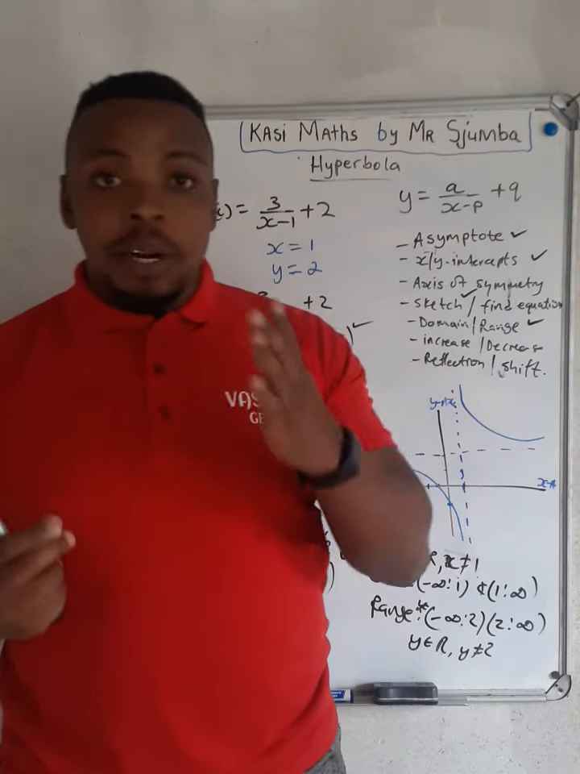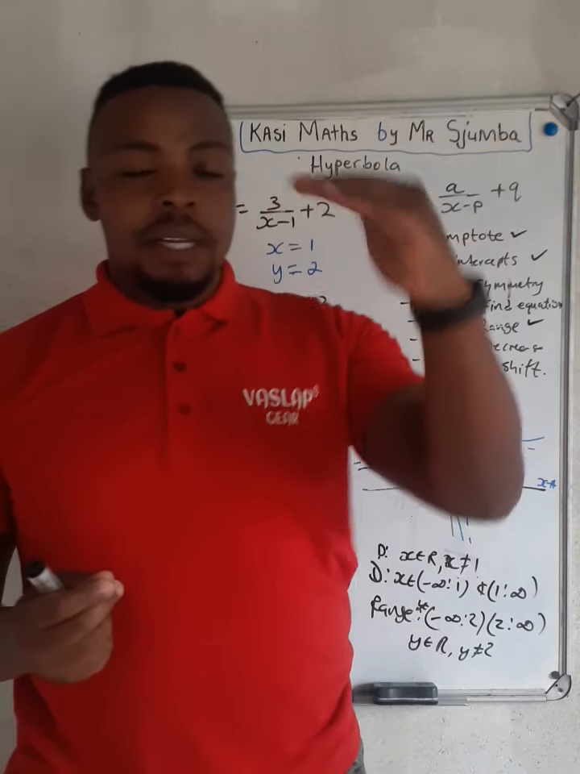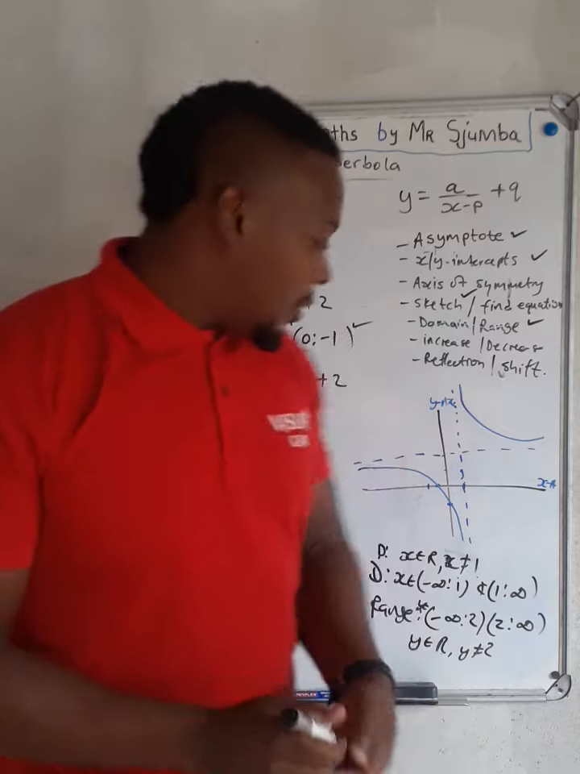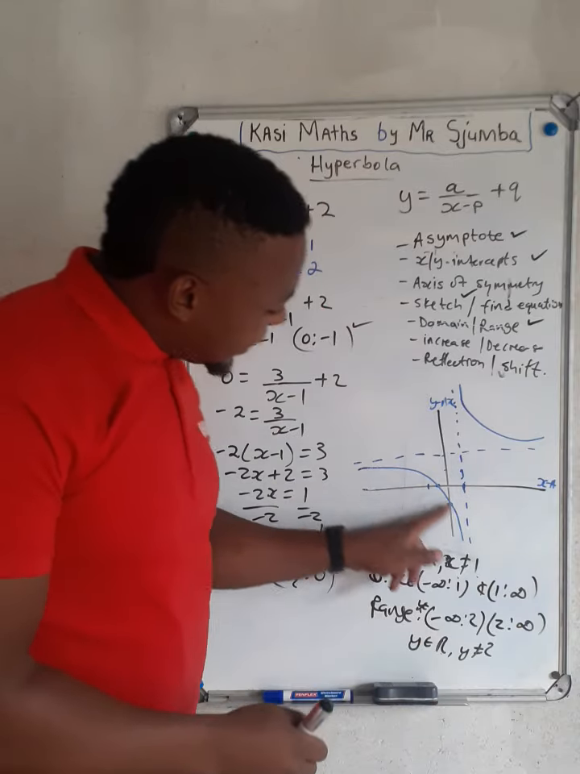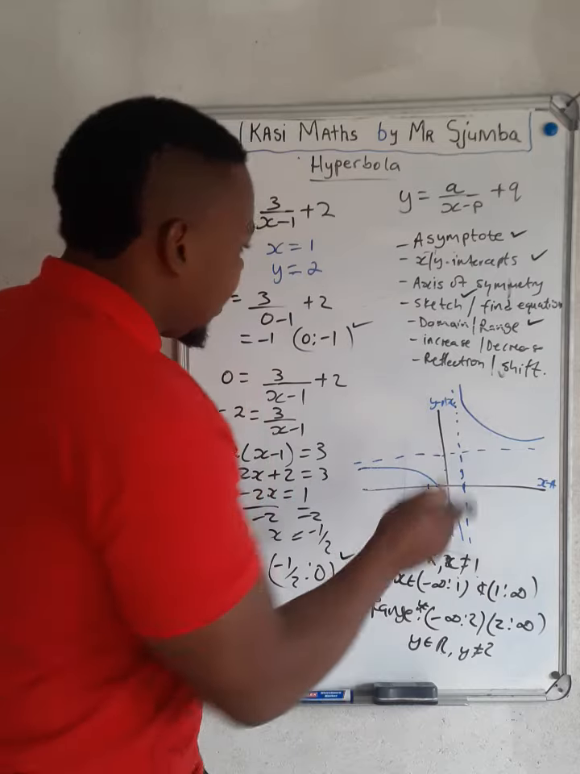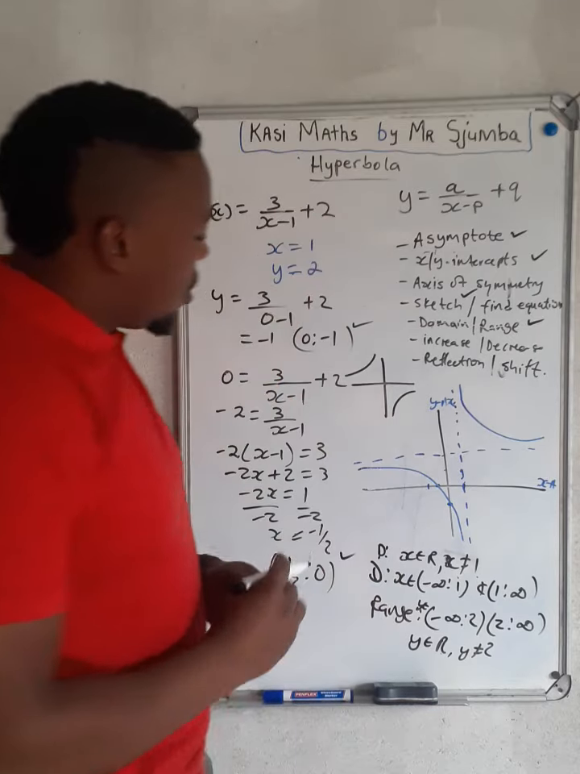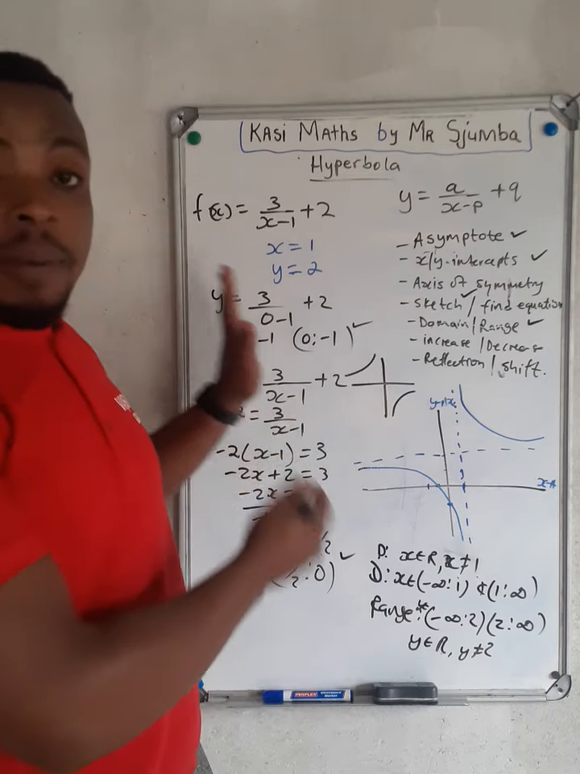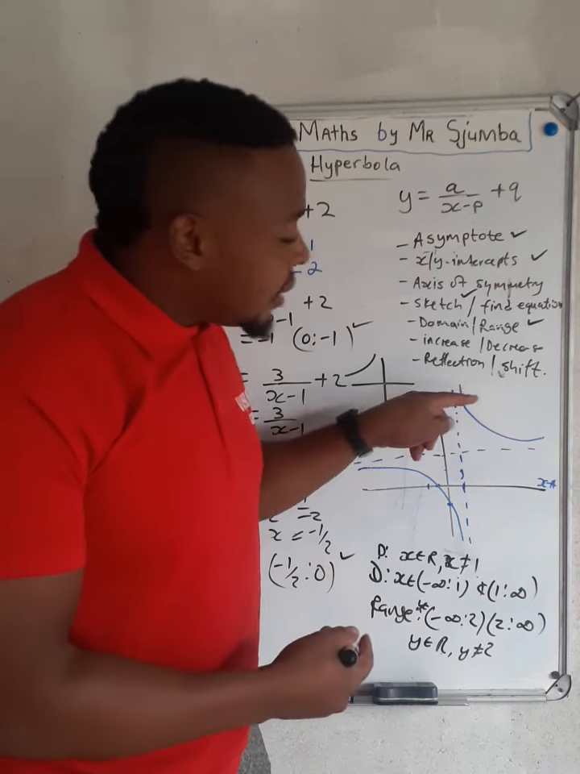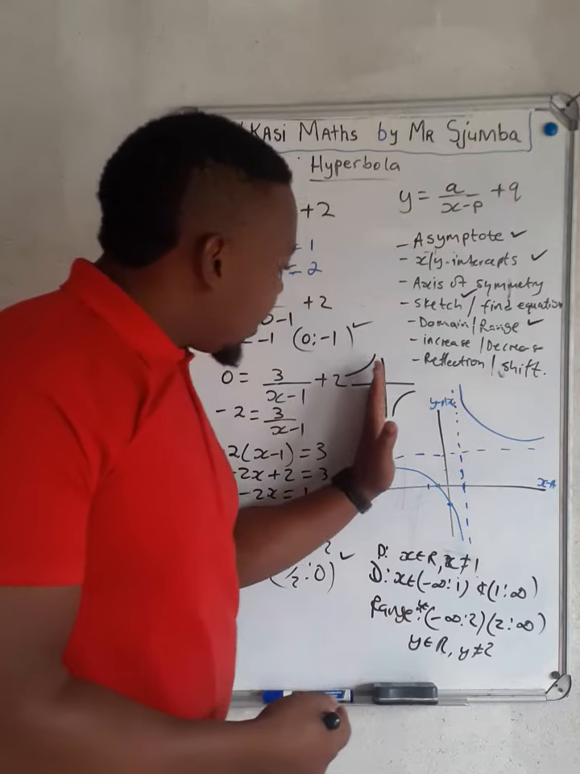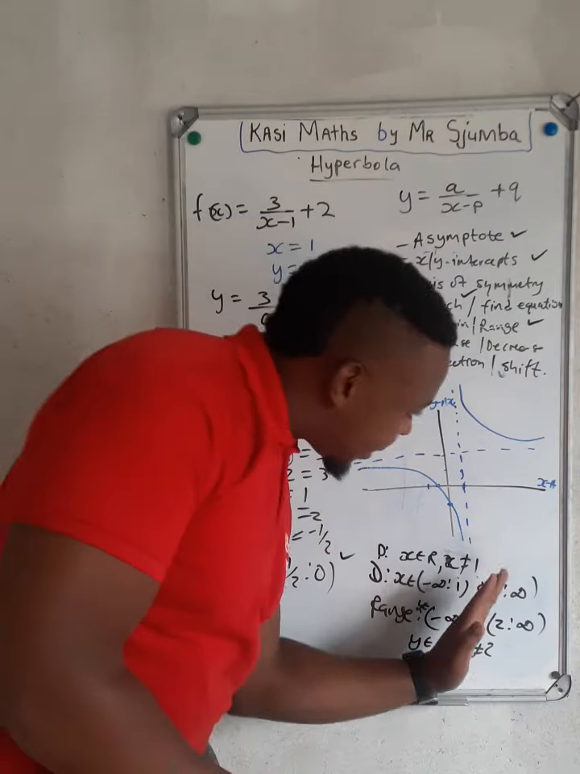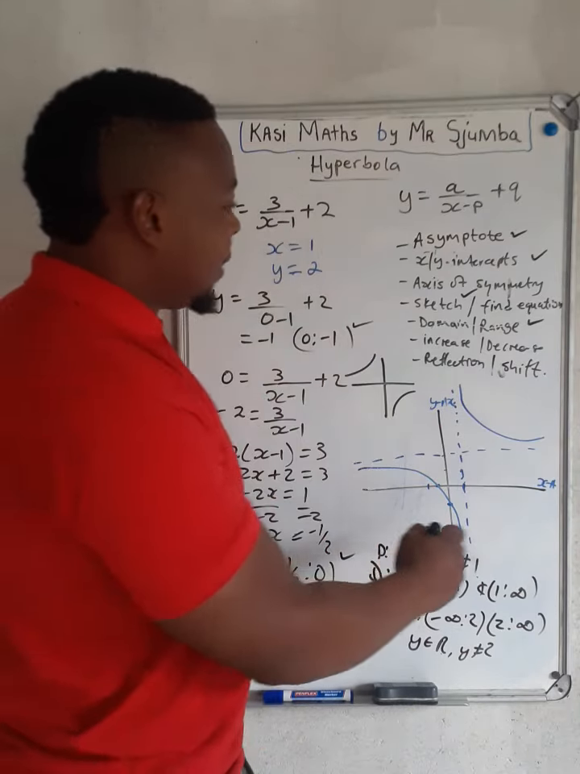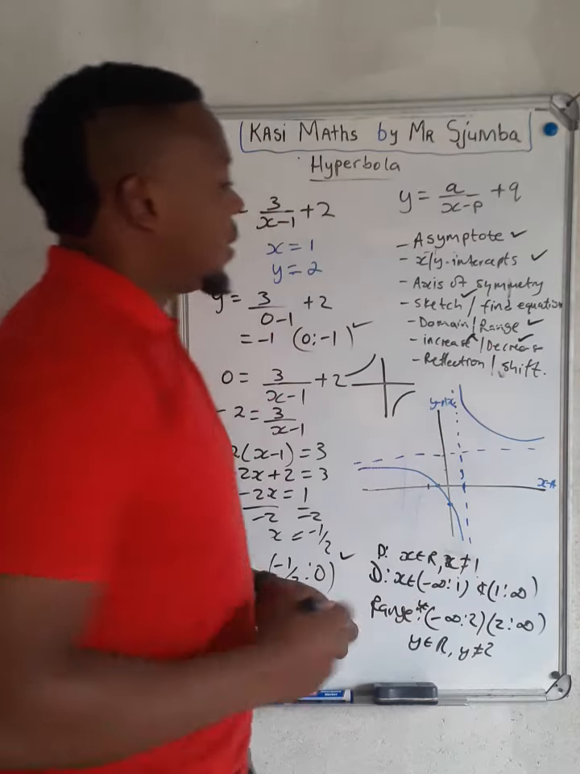The hyperbola is not like the parabola. A parabola increases, then has a stationary point, and then decreases. A hyperbola is either increasing throughout or decreasing throughout. So looking at this graph, it is decreasing. Whenever we read the graph, we read it from left to right. So here the graph is decreasing, not increasing.